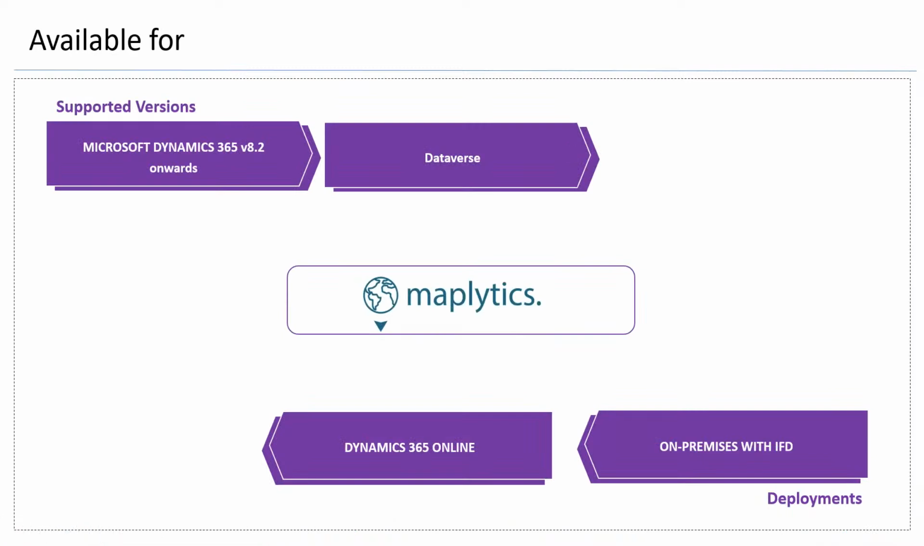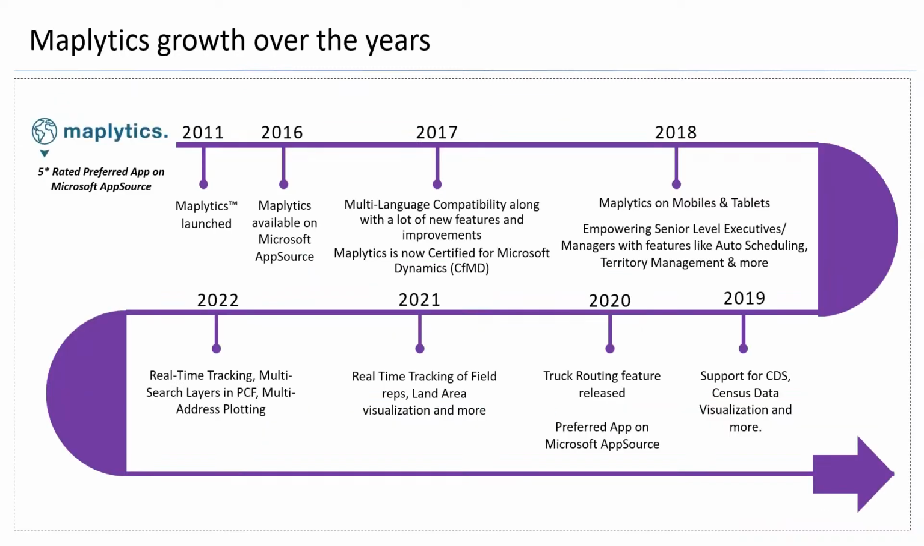Maplytics is available for Microsoft Dynamics 365 version 8.2 as well as online, on-premises, IFD as well as Dataverse. So let's have a look over the growth of Maplytics over the years. Maplytics has been there for more than a decade now. We started in 2011 as a store locator and we developed it more as our team researched about the customer requirements, and of course the valuable feedback from our customers and partners contributed a lot. As we grew, we added proximity search, routing optimization, territory management, and many more features over the period.